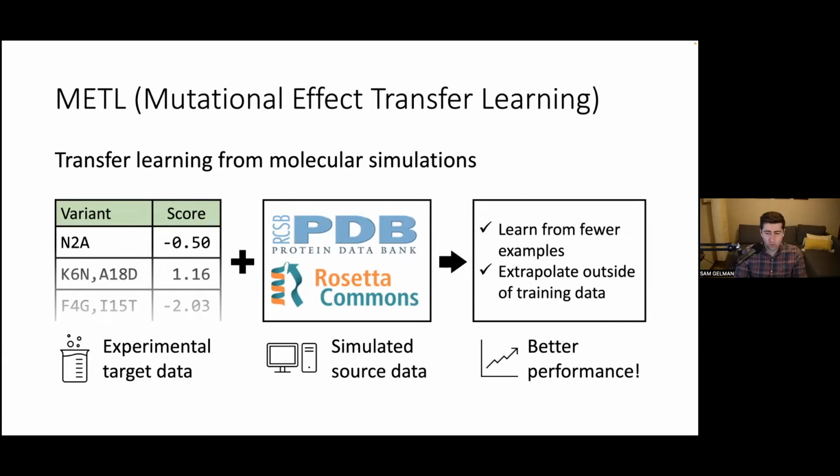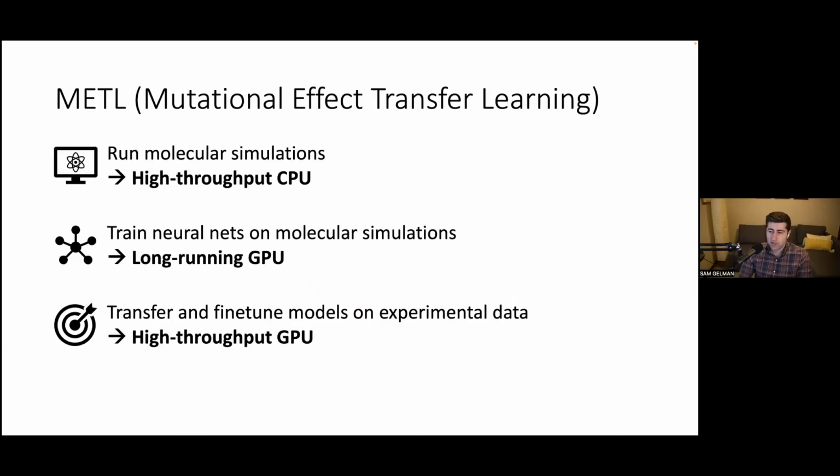You may have heard of Rosetta before. It's a really popular protein modeling software, and it captures different aspects of protein stability. So the outline for this method is as follows. First, we're running molecular simulations, which requires high throughput CPU jobs. Then we train neural networks on those simulations, which requires long running GPU jobs. And then finally, we transfer and fine tune the models on the experimental data, and that requires high throughput GPU jobs.